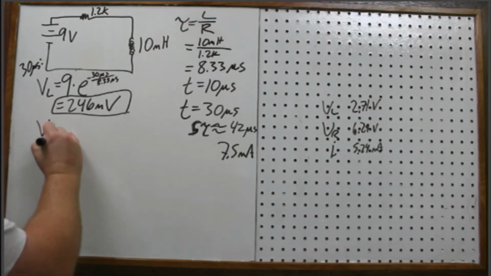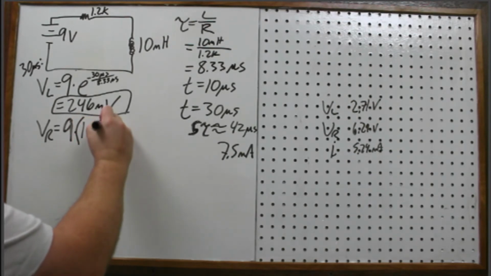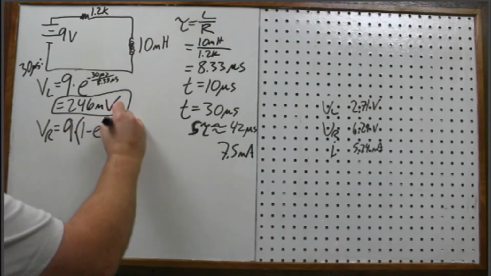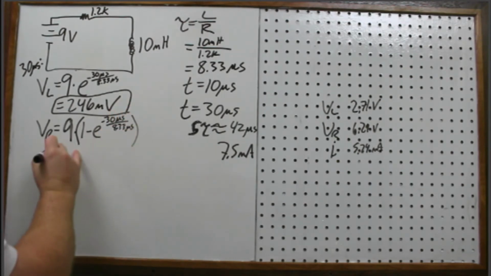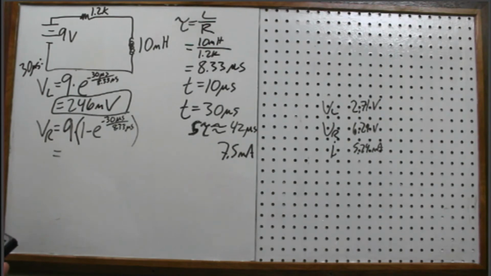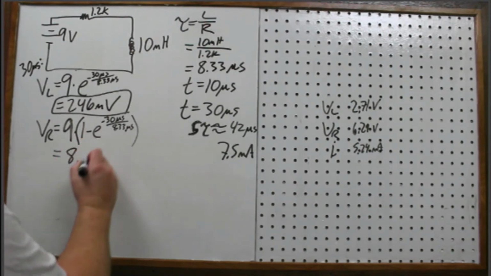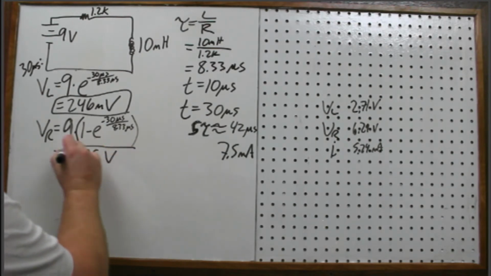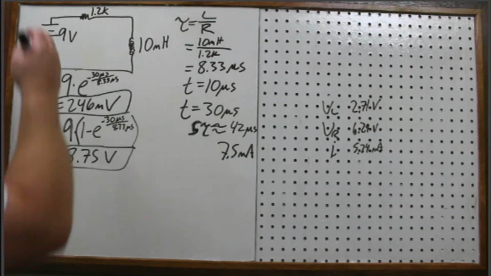So now the voltage on the resistor is going to have the majority of this, right? So 9 times 1 minus e to the negative 30 micro over 8.33 micro. So again, I'm modifying my equation just slightly, adding a couple of parentheses. I come up with 8.75 volts. So 250 millivolts essentially plus 8.75 volts will give you the 9 volts.